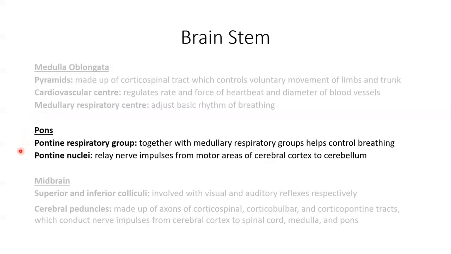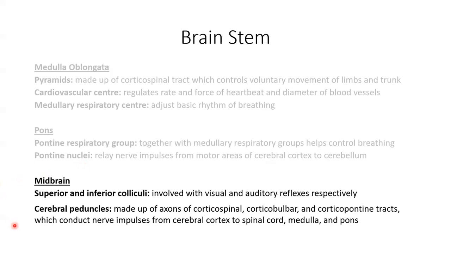We then have the pons, which remember is that middle rounded part. Within the pons, we have the pontine respiratory group, which together with that medullary respiratory group helps control our breathing. And we also have our other pontine nuclei, which help relay nerve impulses from motor areas of the cerebral cortex to the cerebellum. And we'll learn more about the cerebellum shortly.